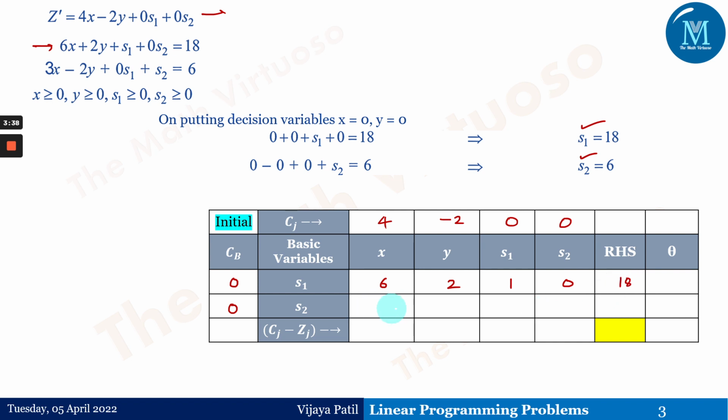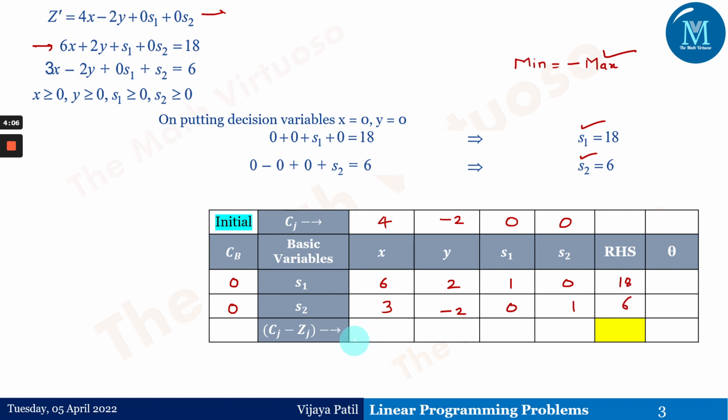We have already seen how to fill up the table in the maximization kind. So what we are doing here is maximization only, though it is a minimization problem, because we have said that minimization is nothing but maximization of the negative. So we are going to find the maximization of this particular question, and then we'll state the value of the minimum. Now s2 row is 3, minus 2, 0, 1, 6.